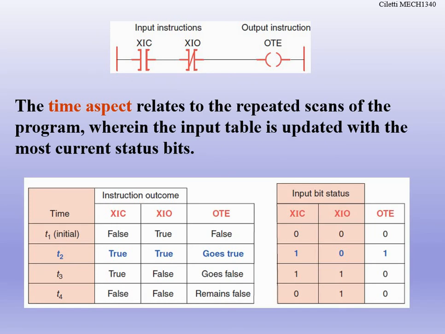So that's just another way when we start looking at time aspects and things like that, and kind of what goes through. Nothing super astounding here, but what we're talking about, the time aspect, what's that relate to? How often it can repeat the scans of the program, and how often it has to update the tables and the bits and things like that as it's going through and scanning.